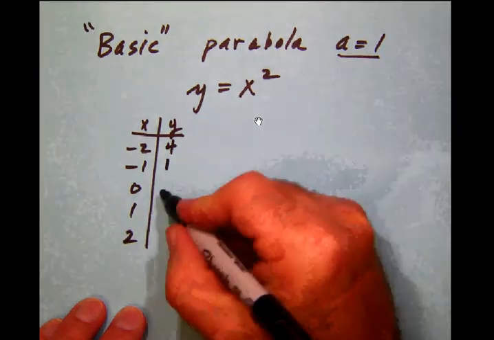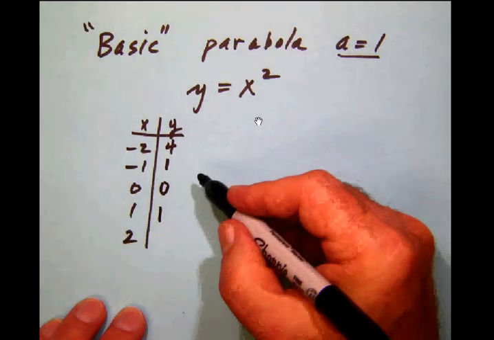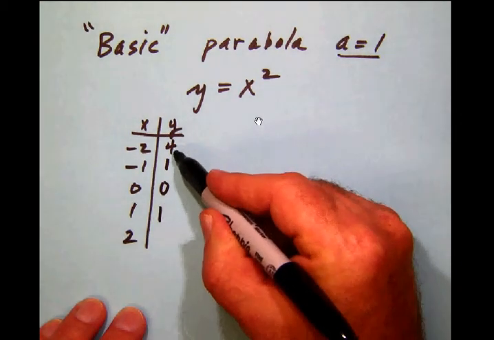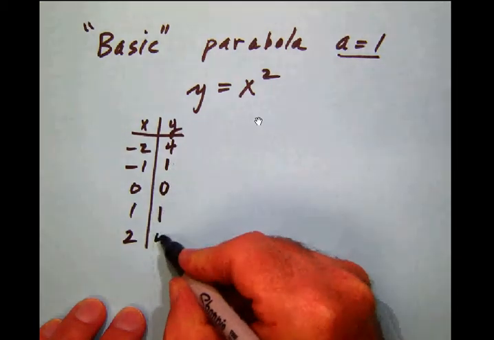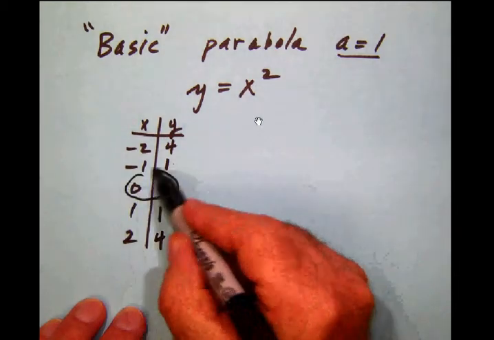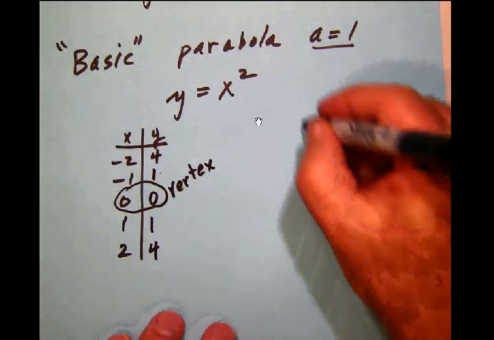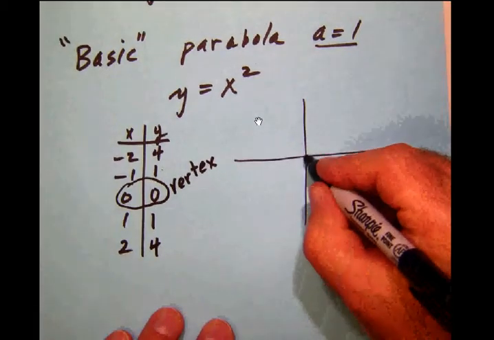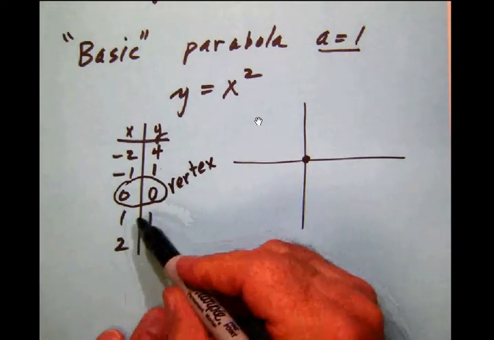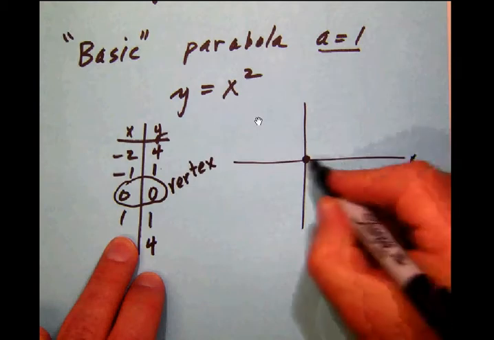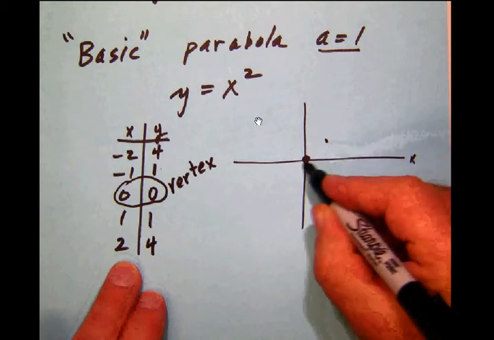0 squared is 0. 1 squared is 1, and notice what's happened now is that the graph has been coming down, coming down, coming down to 0, and now it's turned and it started back up. This important point right here is called the vertex of the graph, because that is the turning point. So if we make a graph of this, we're going to have this 0, 0 point right here. Notice then, as we go to the right, we will go with an x of 1 and a y of 1. So I will say over 1 up 1, and then over 2 up 4.